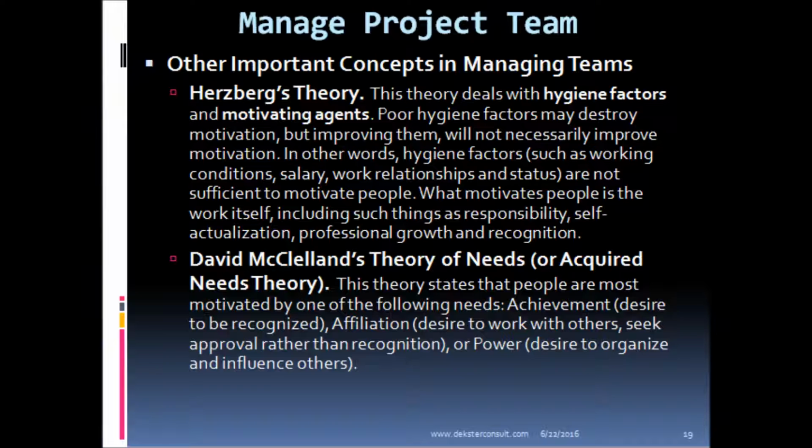David McClelland gave a theory of needs, which is also called the acquired needs theory. He says that people are motivated by one of the following needs, either achievement, affiliation, or power, the desire to organize and influence others, which is the power we are speaking about here. These are the things that motivate people.